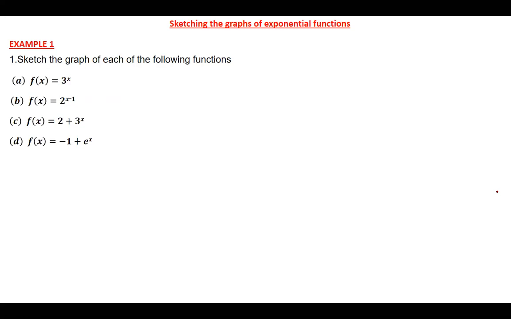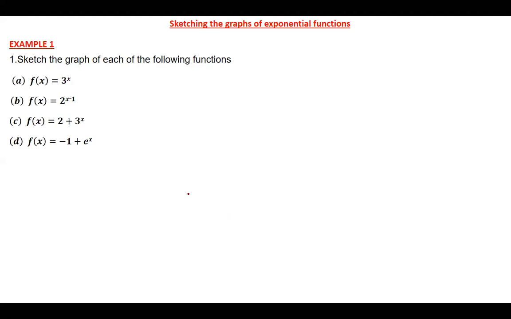Sketch the graph of each of the following functions. f(x) = 3^x. We have f(x) = 2^x − 1. Then we have f(x) = 2 + 3^x. Then we have f(x) = −1 + e^x. These questions are very simple and straightforward, and I'm going to show you how you solve each of them.